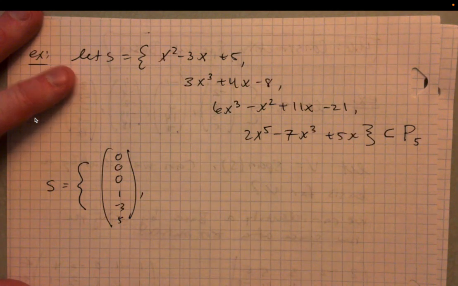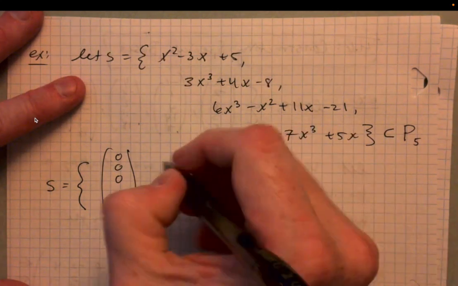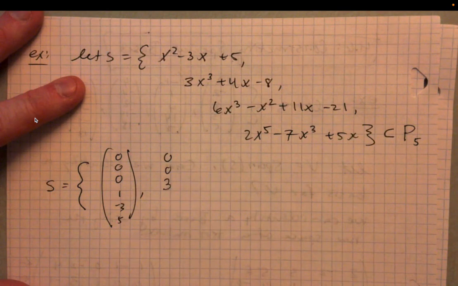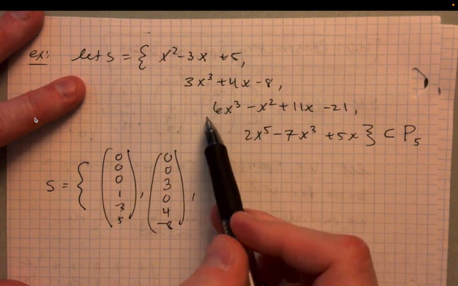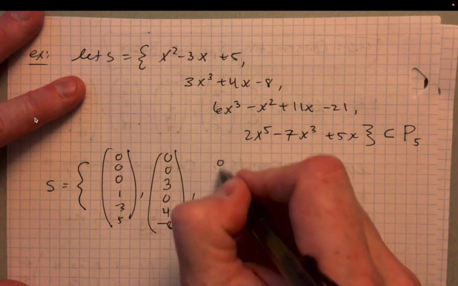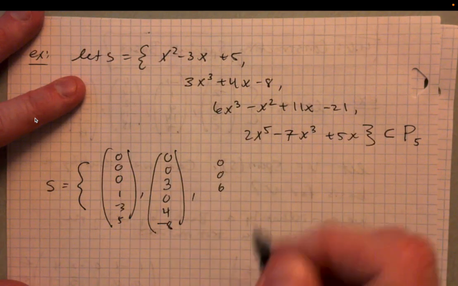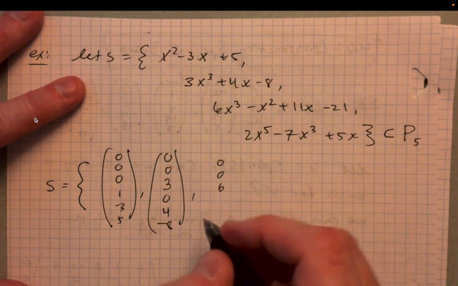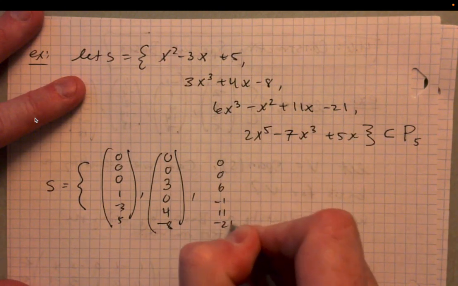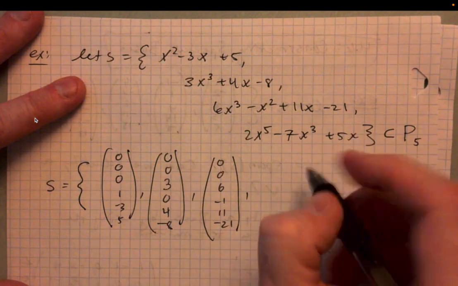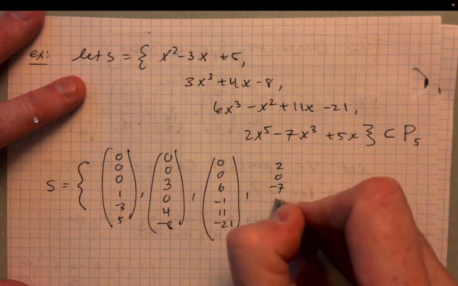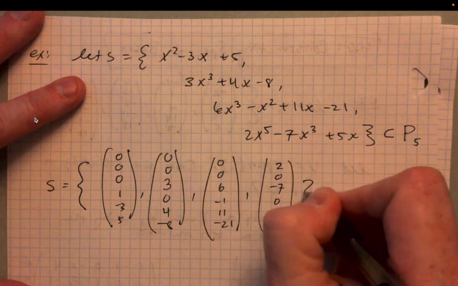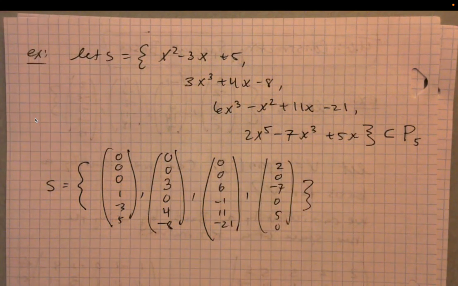And then 0, 0, 3, 0, 4, negative 8. And then 0, 0, 6, negative 1, 11, and negative 21. And then 2, 0, negative 7, 0, 5, 0. Okay, so this is another way to represent these polynomials.